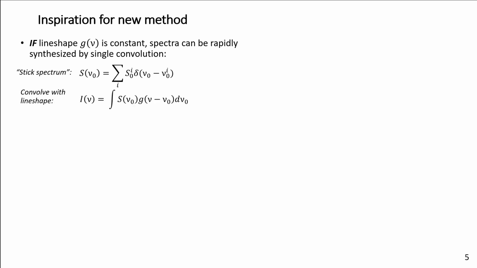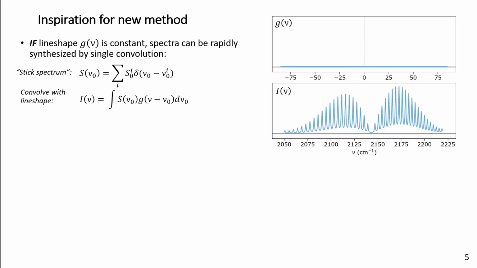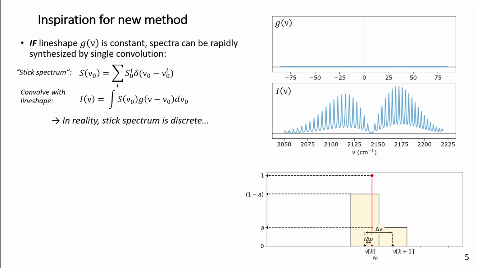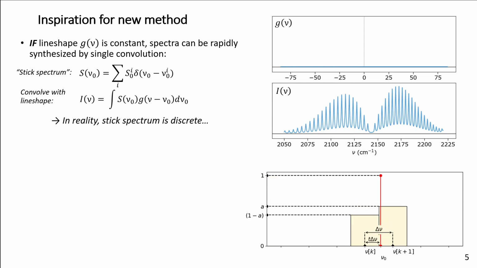If, hypothetically, the line shape was constant for all lines in the line list, we could efficiently calculate the output spectrum as the convolution of the line profile with a stick spectrum, which is defined as the sum of delta peaks at the position of the spectral line multiplied by the line's line strength. To store the stick spectrum on the computer, however, it must first be discretized in some way.